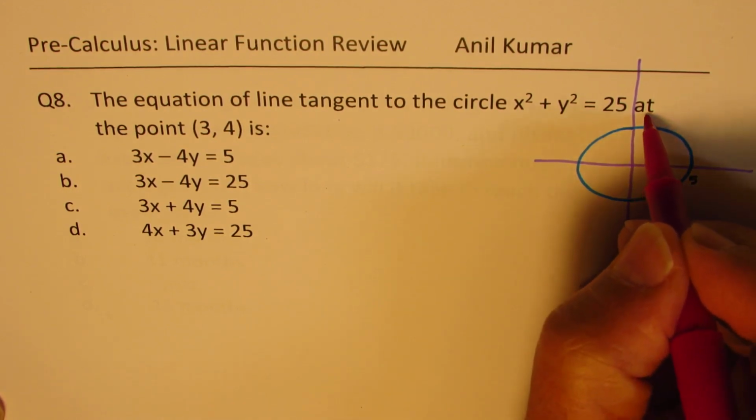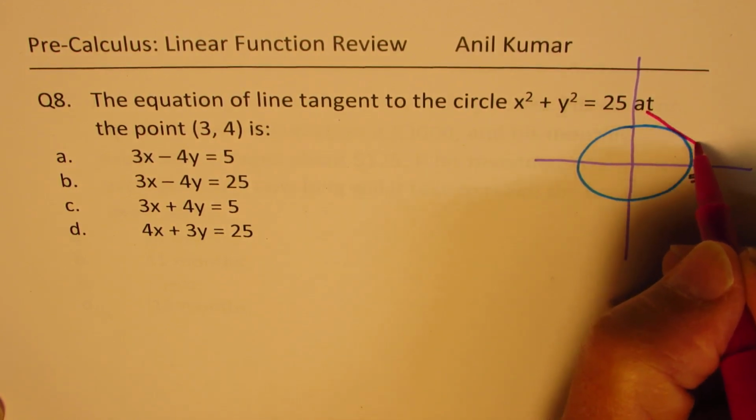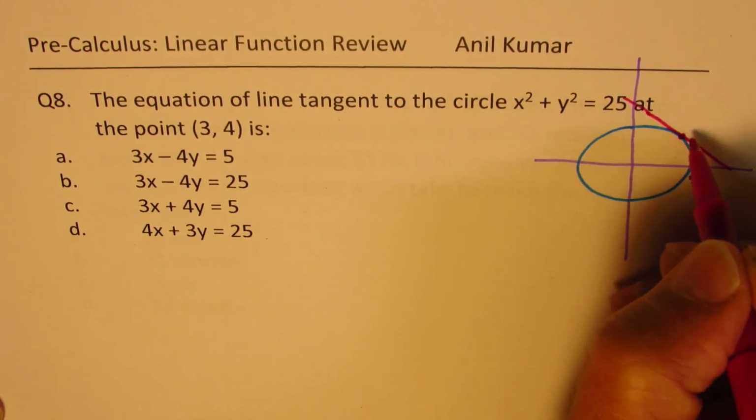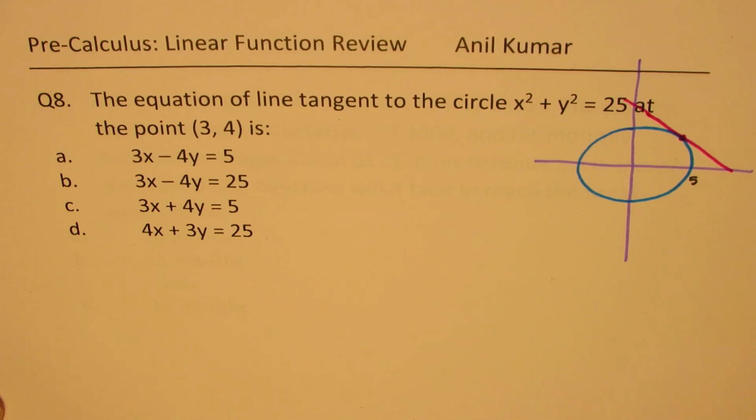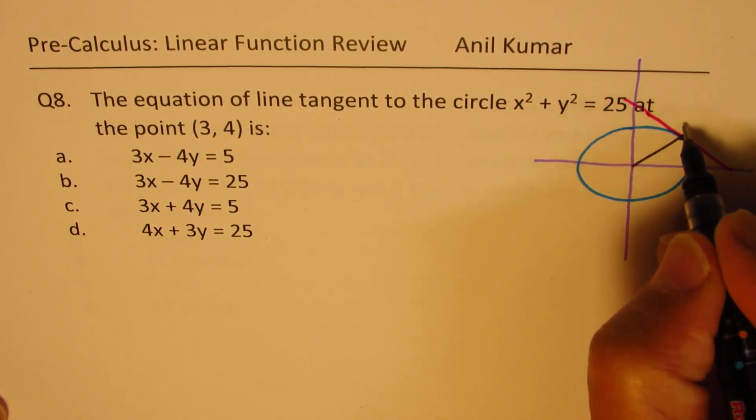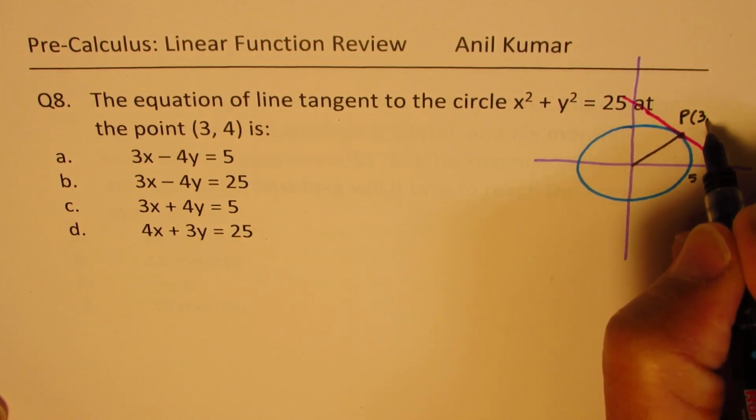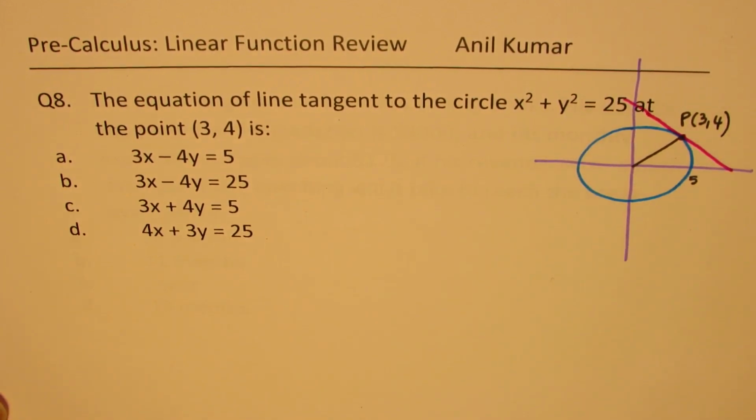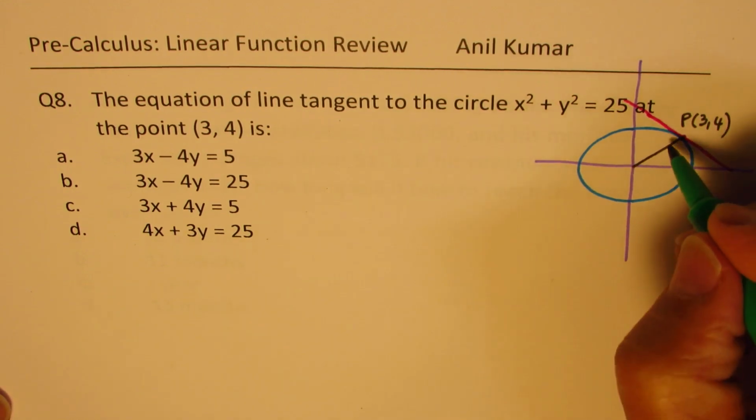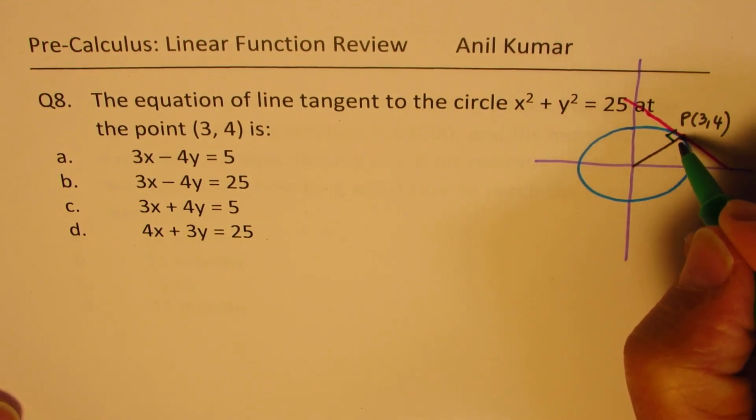So a tangent means kind of like this. We need to find the equation of this line, right? So let us say that the point here is point P, which is given to us as (3, 4). How do we find this equation? Well, the concept is that the tangent and the radius will be at right angles, right? So this will be a right angle.